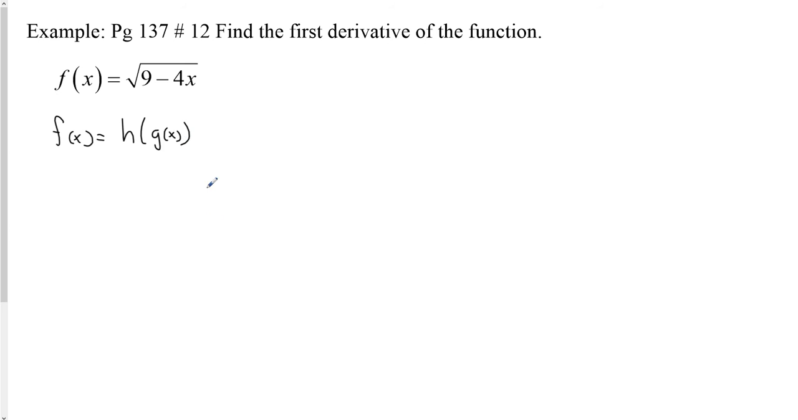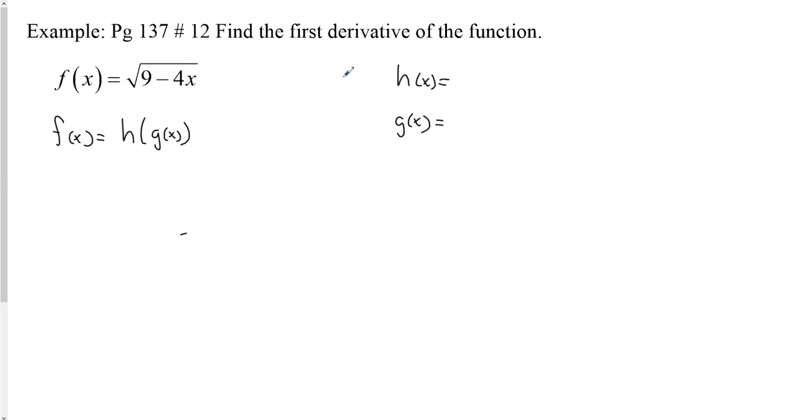Now, just take a real quick pause here and try and determine on your own what h of x is and what g of x is. So just pause, give you a second. 3, 2, 1. Okay, h of x and g of x. What do you think they are? That's what you should be thinking right now.